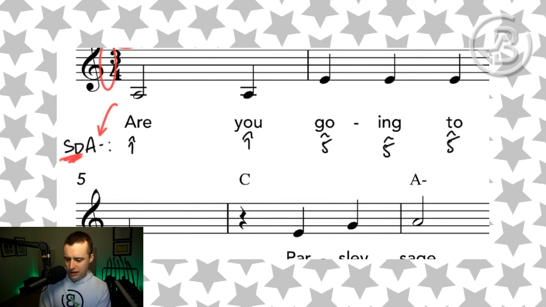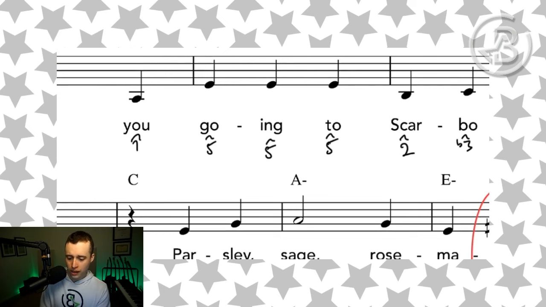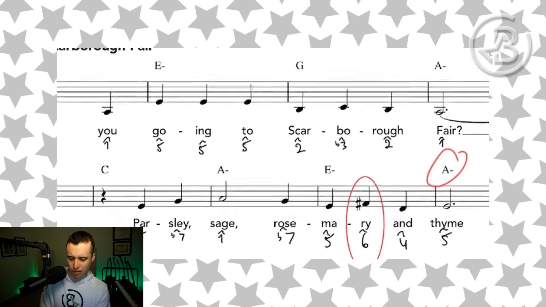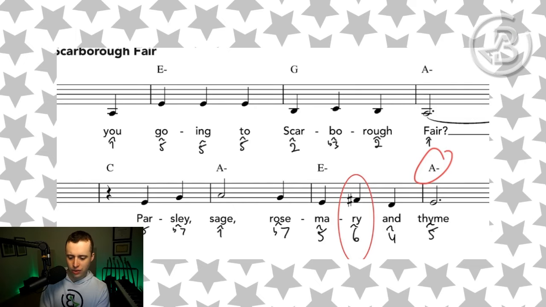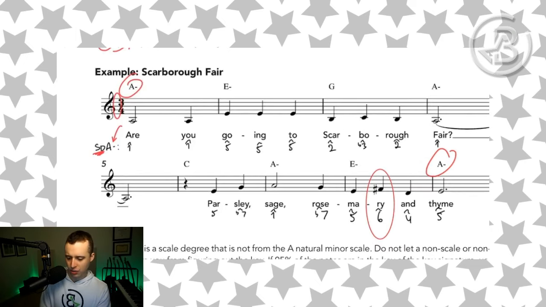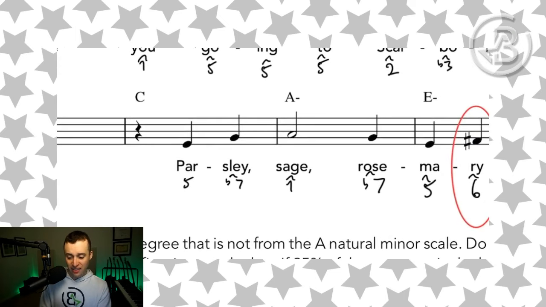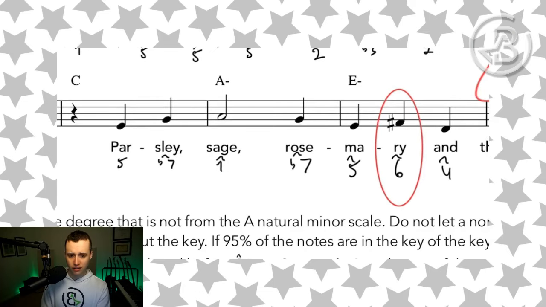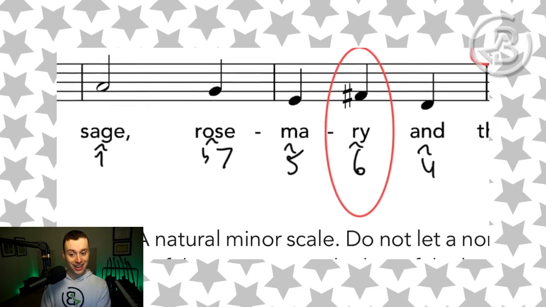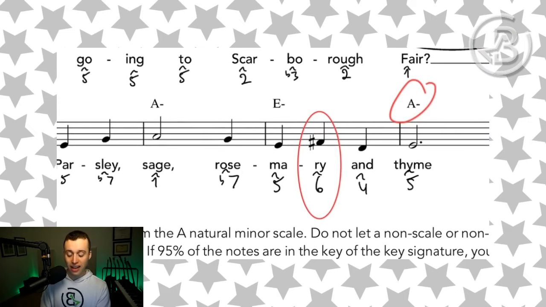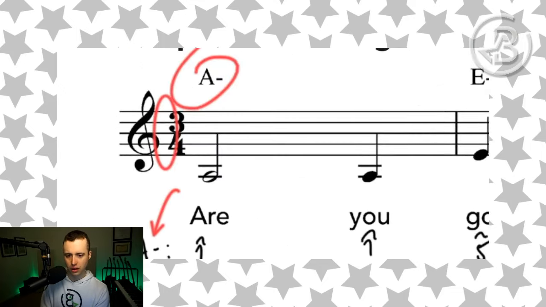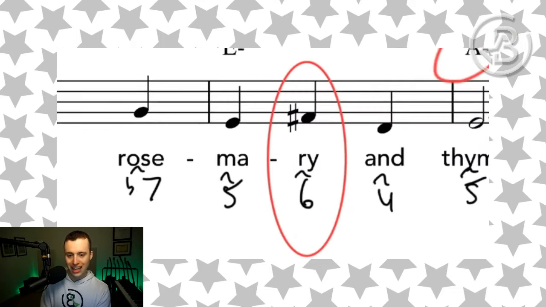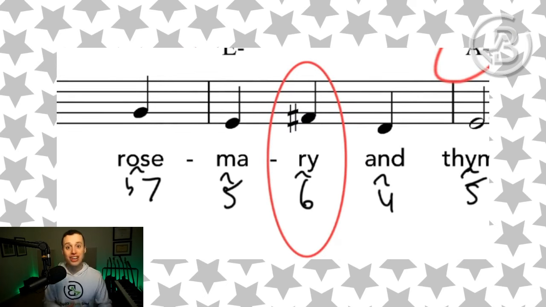Now you can see that those are both on scale degree one, and then going to, and those are all on scale degree five. Then we go two, flat three, two, one, and then we go five, seven, one, seven, five, six, four, five, and this six right here, this is where things get interesting because the key is A minor, but the note is F sharp, which does not belong in an A natural minor scale.